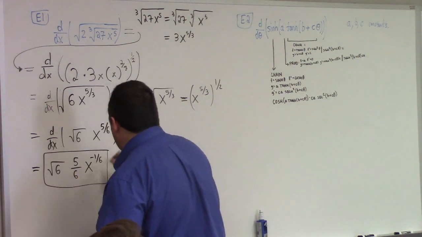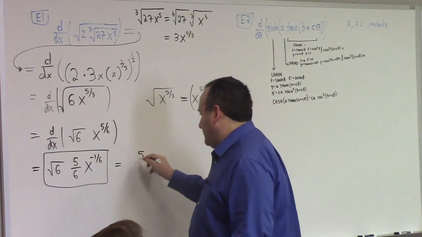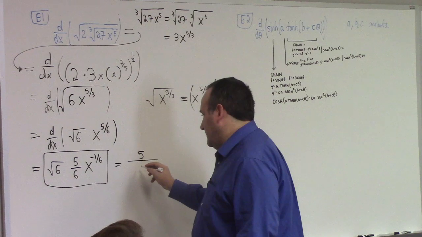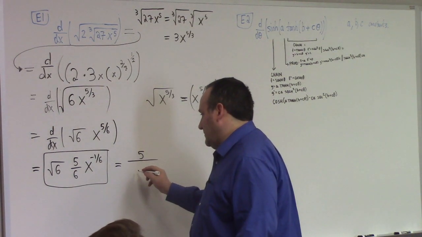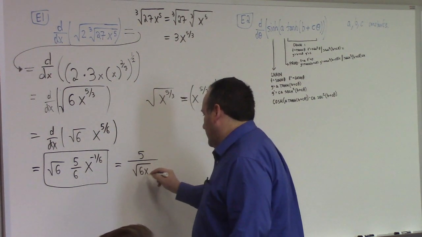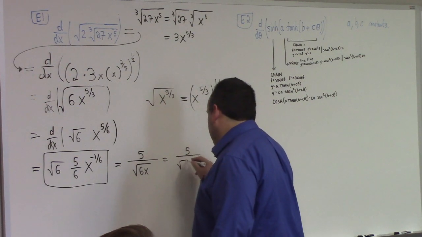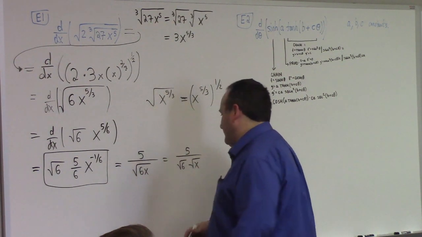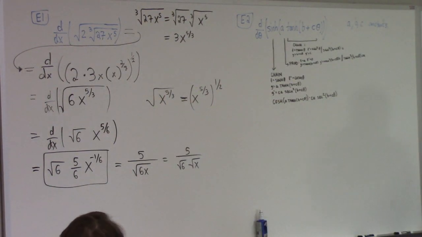Now you could simplify that answer a little bit. Like you could also write this, say, as 5 divided by the square root of 6x if you wanted. Or you could write it as 5 over the square root of 6 times the square root of x if you wanted. I mean, any of these would be fine. Any questions about that? Good.